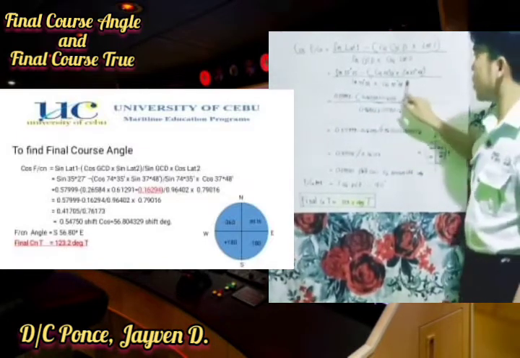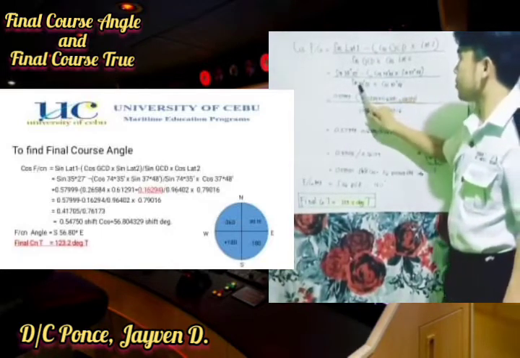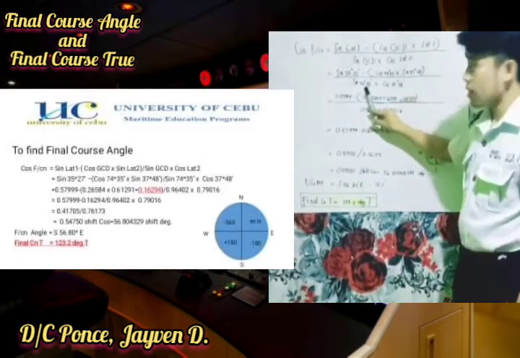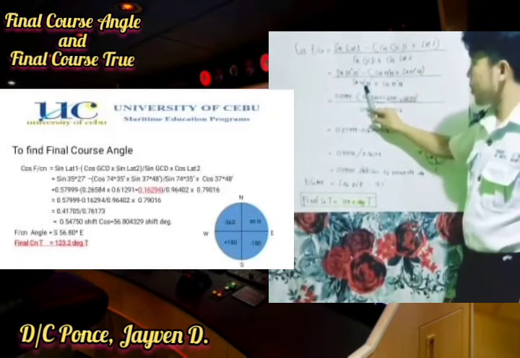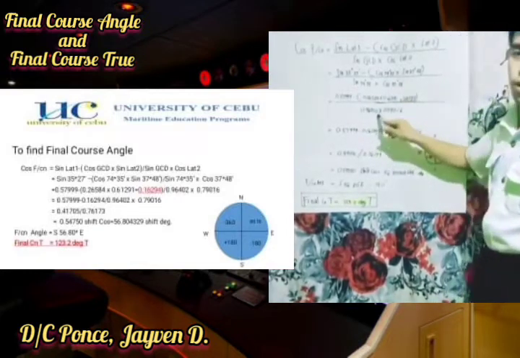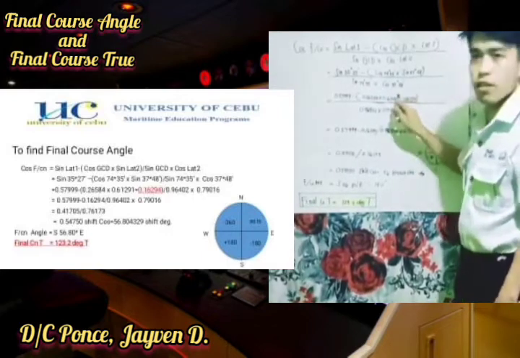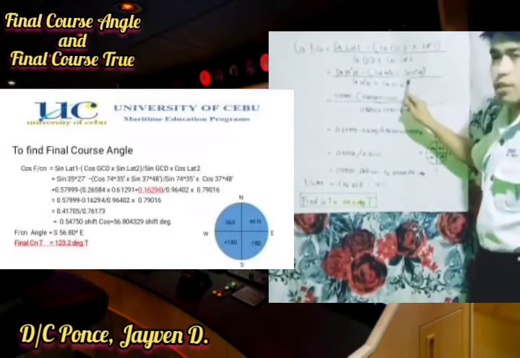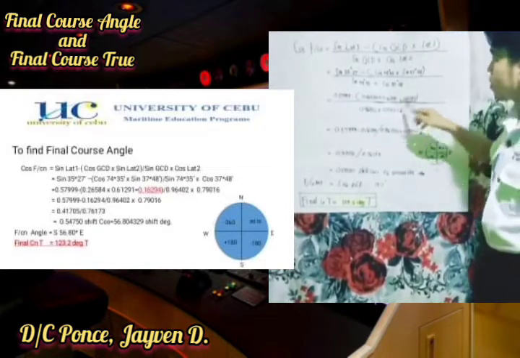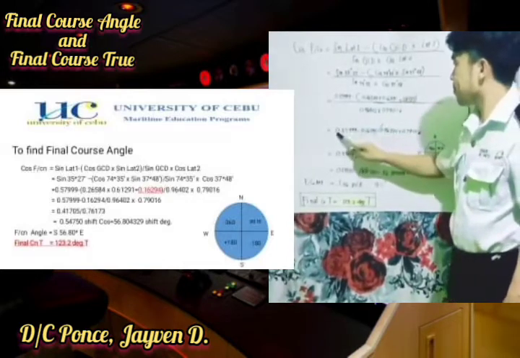Next, we are going to solve the denominator. Sine 74 degrees 35 minutes gives 0.96402. Next, cosine 37 degrees 48 minutes gives 0.79016.